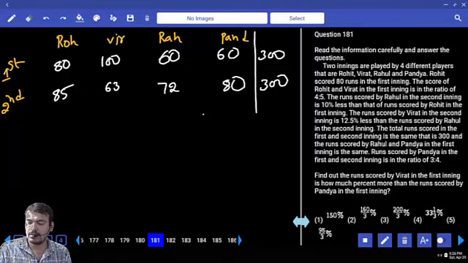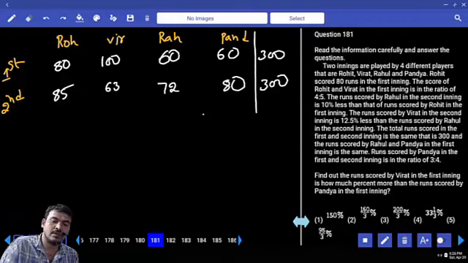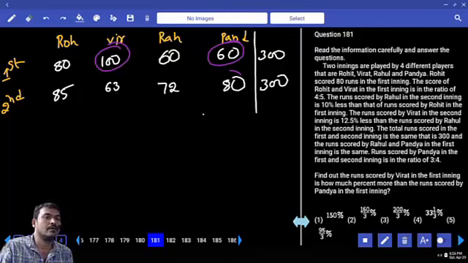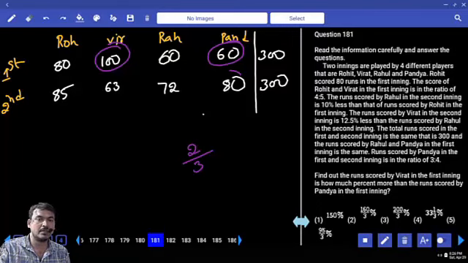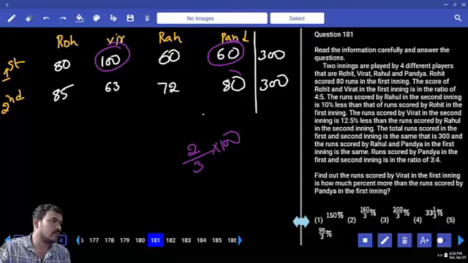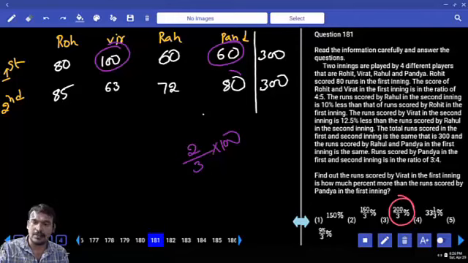Next, 181. Find out the runs scored by Virat in the first innings is how much percent more than the runs scored by Pandya in the first innings. Virat in first innings. What is the Virat in first innings? 100. Next, Pandya in first innings, 60. What is the ratio? 5:3. How many parts are more? 2 parts. 2 upon 3. 2 by 3 into 100 means 200 by 300. Which option? Third option. 2 by 3 into 100, nothing but 200 by 3.